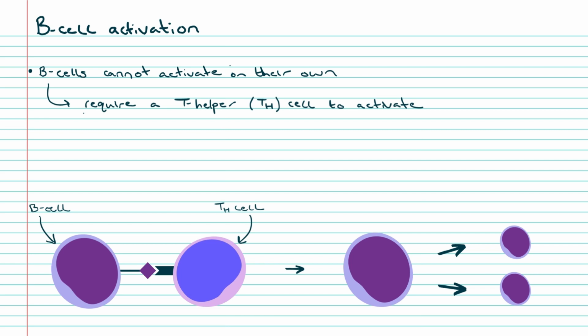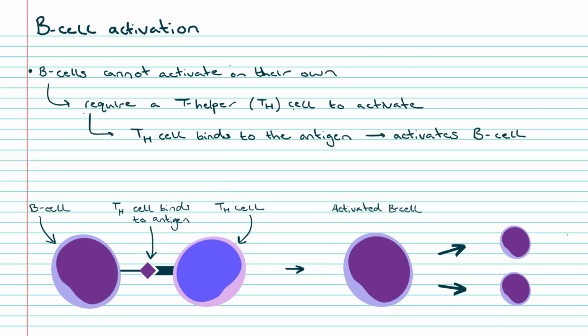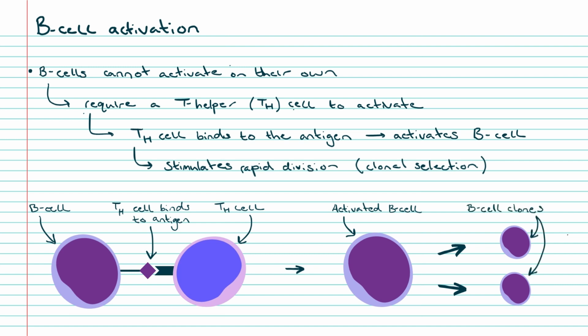The T helper cell is able to bind to the antigen once it has been displayed on the surface of the B cell. This binding activates the B cell, stimulating it to rapidly divide via mitosis, producing genetically identical clones in a process called clonal selection.